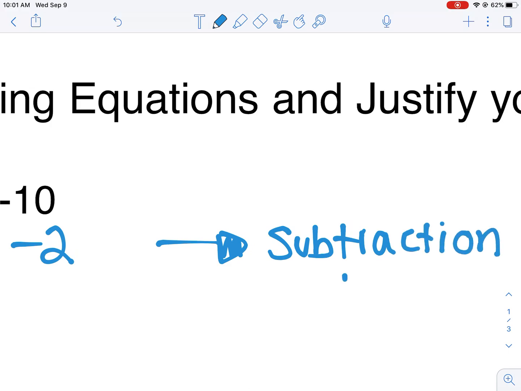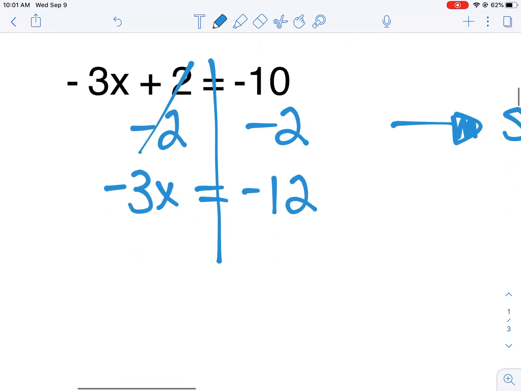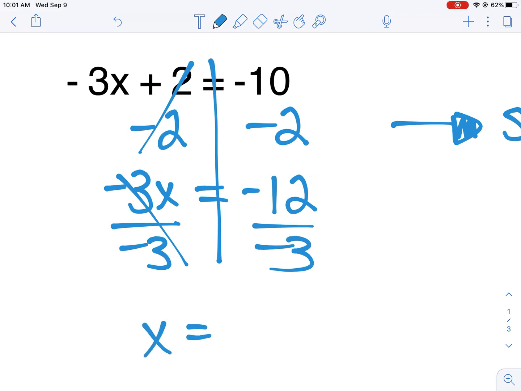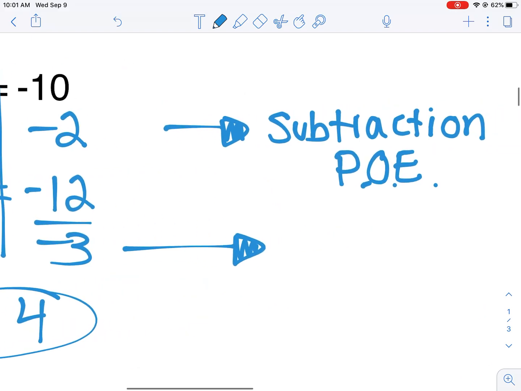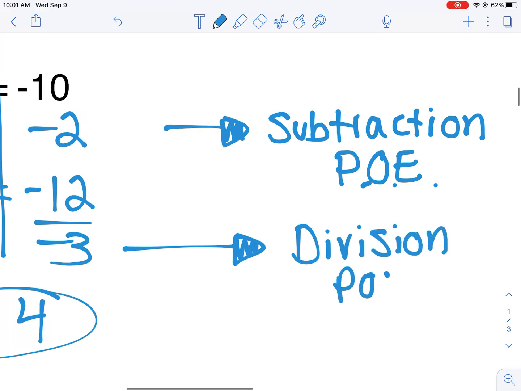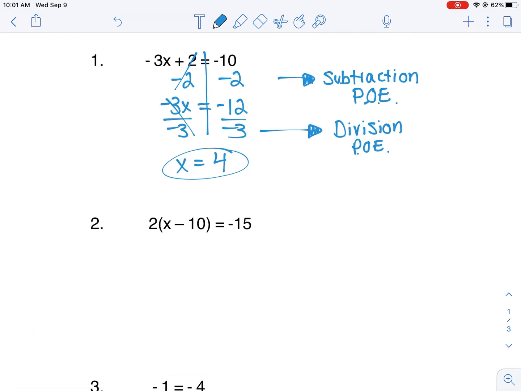So it seems kind of silly. So we're going to write property of equality, PO. It seems silly because it's obvious what you're doing if you're showing your work, but you're just going to write it out in English. So you should have negative 3x equals negative 12. Then we are going to divide by negative 3. So x equals positive 4. And again, this step right here, we divided, so this is the division property of equality, PO. Okay?